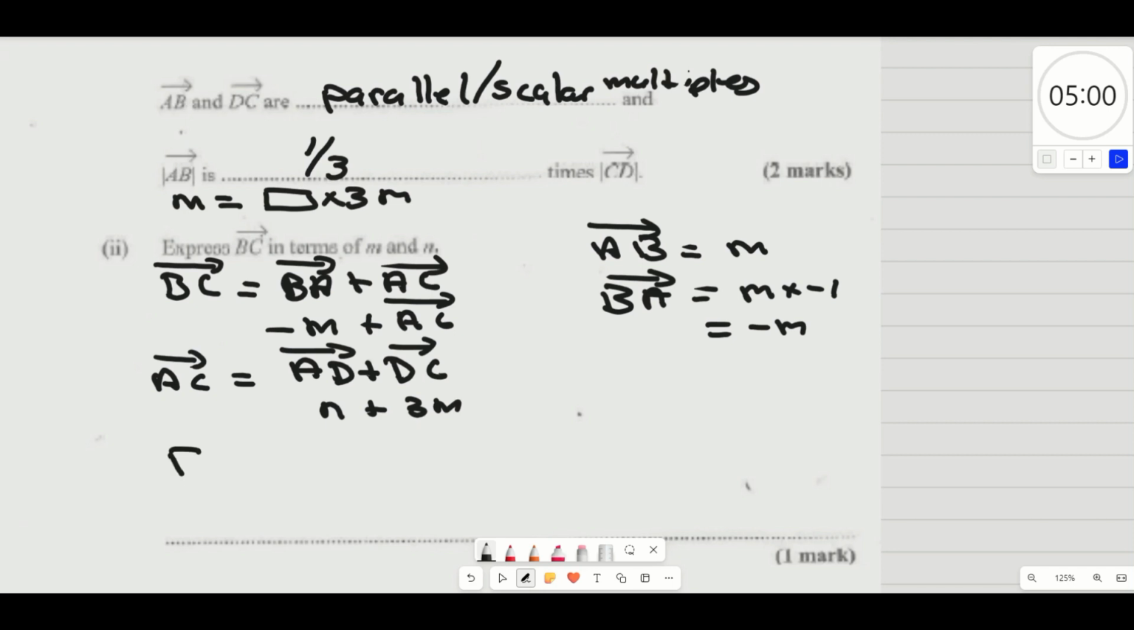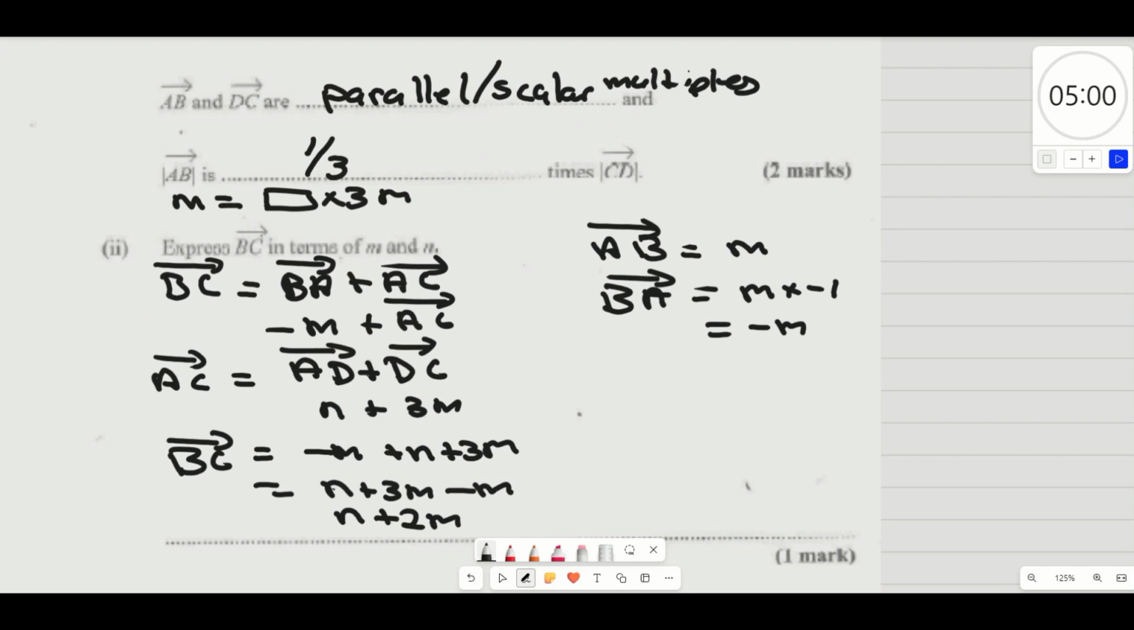So now we could say BC is equal to minus M plus N plus 3M, right? Which is equal to, we group like terms, that's N plus 3M minus M, so that's N plus 2M. N plus 2M, and that is what BC would be equal to.